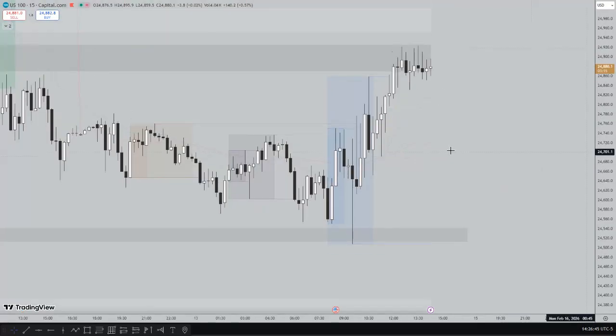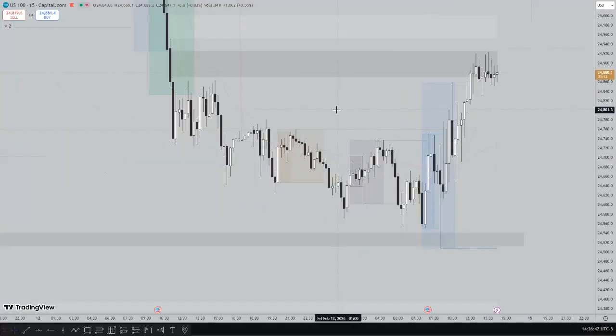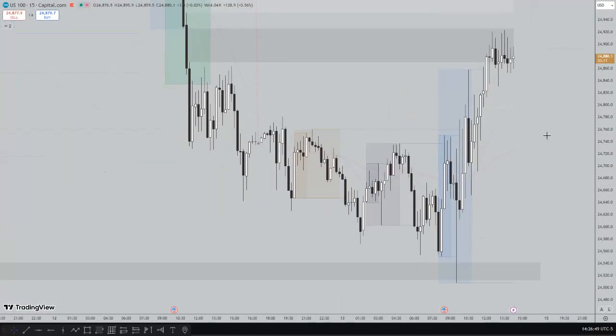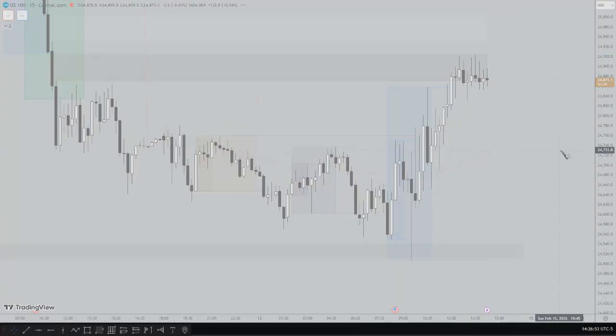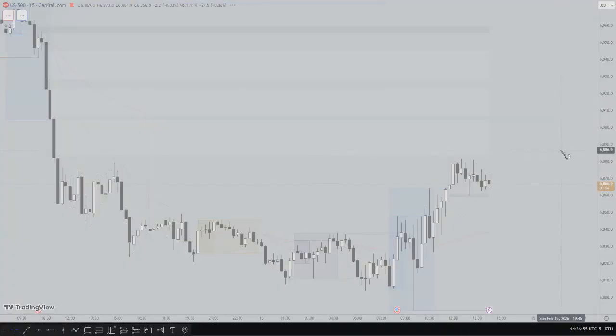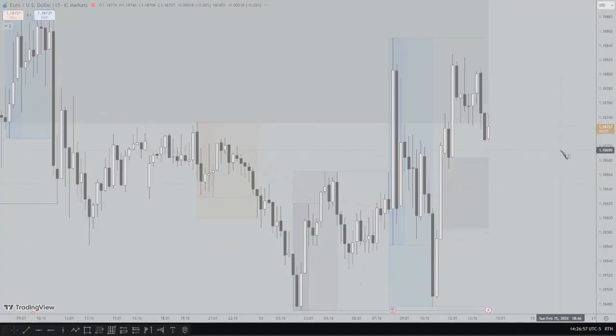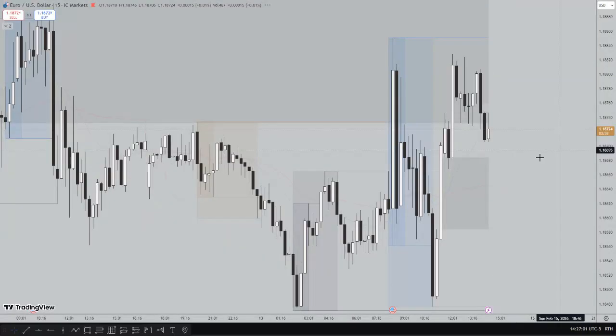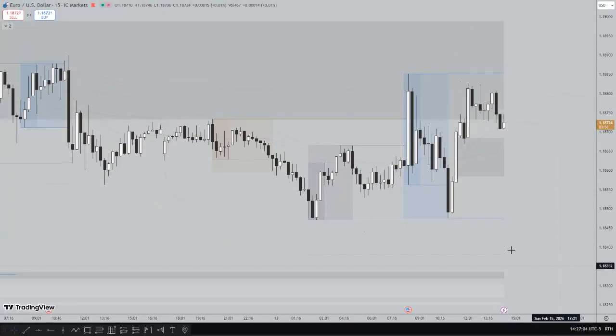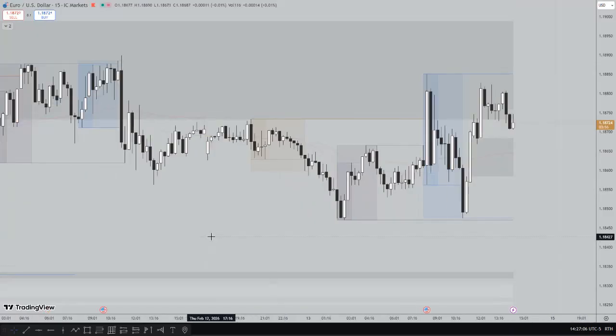So yeah, same thing, different instrument. Let me see, what else can we look at? We can put it on crypto, we can put it on all that type of stuff. You can put it on Forex. Look, Euro USD. I haven't traded Forex for a long time, but I'm sure it still works.